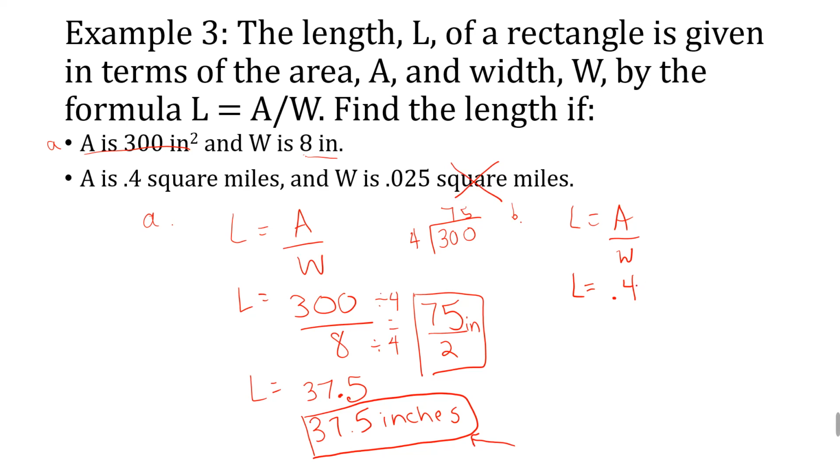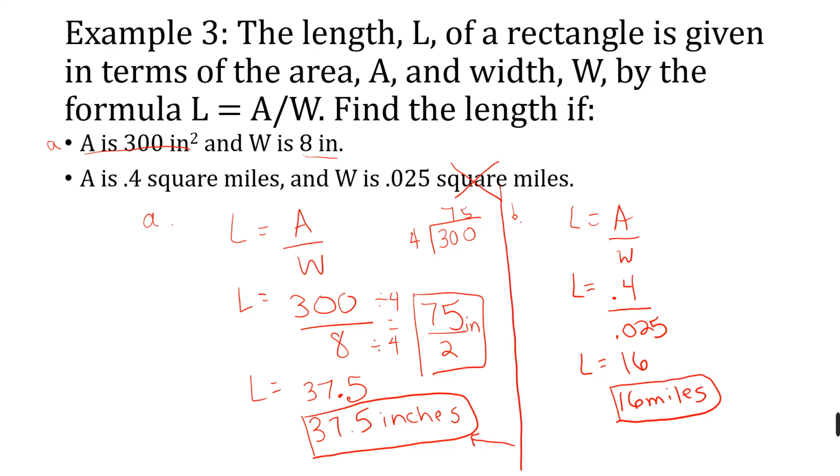Okay, so L is equal to 0.4 square miles and W is equal to 0.025. Okay, and I don't want to divide a decimal, so I'm going to use my calculator and get that the length is 16, and I want to write my final answer with a unit, 16 miles. So we did both A and B, and that's it. Okay, let's do one more example.